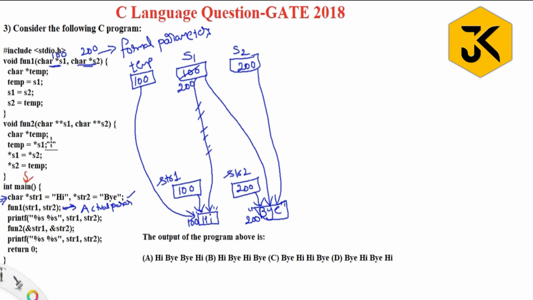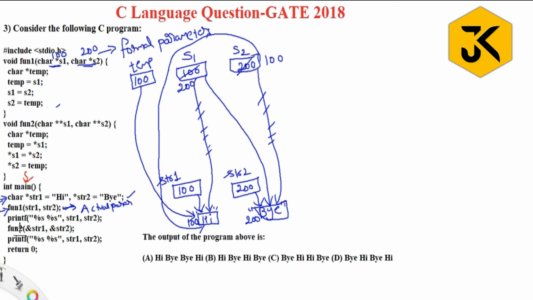Now s2 equal to temp. s2 equal to temp means the temp value is copied to s2. The temp value is 100, so this link will be broken and it will be pointed like this. Okay, so this statement is completed and my control comes again to this place.